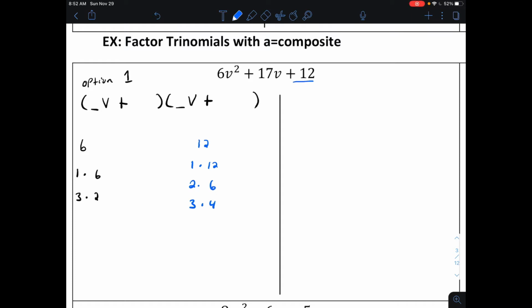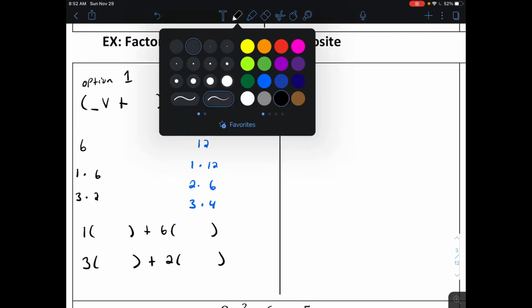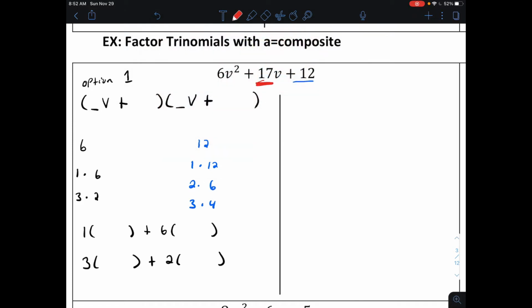And so I'm trying to find the magic combination. So I'm either going to have 1 times one of those factors of 12 plus 6 times one of those factors of 12, or I'm going to have 3 times one of those factors of 12 plus 2 times one of those factors of 12. And what I need is for that sum to equal 17. So I'm trying to find which pair of numbers I can put where, either in this top line or bottom line, to add together to make positive 17.